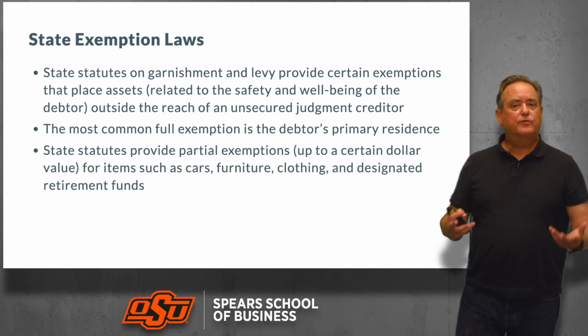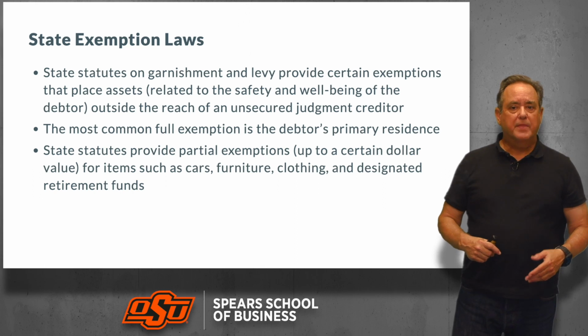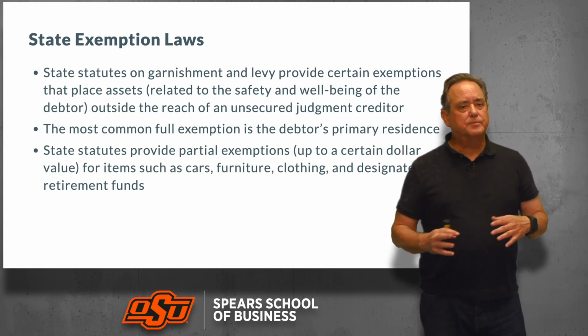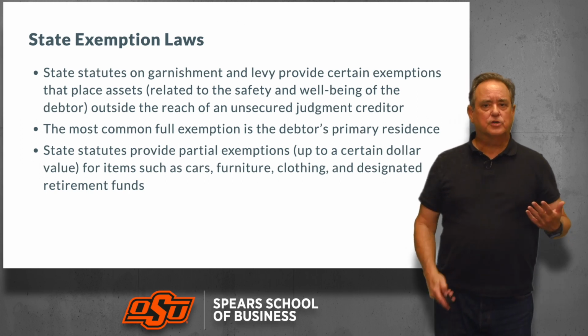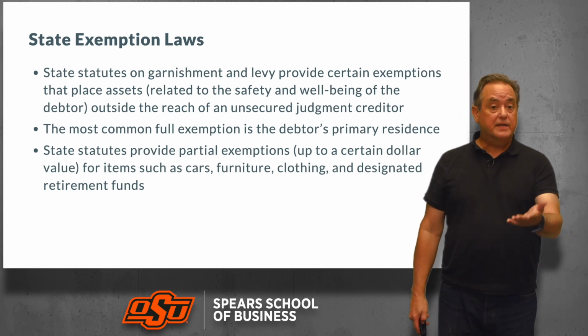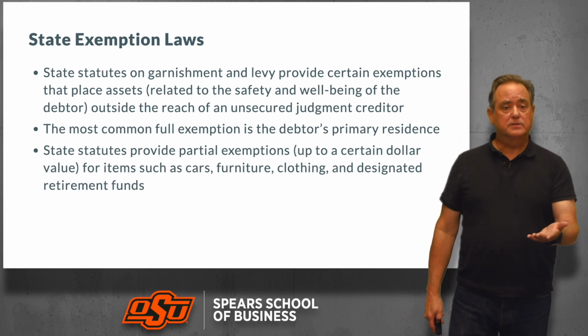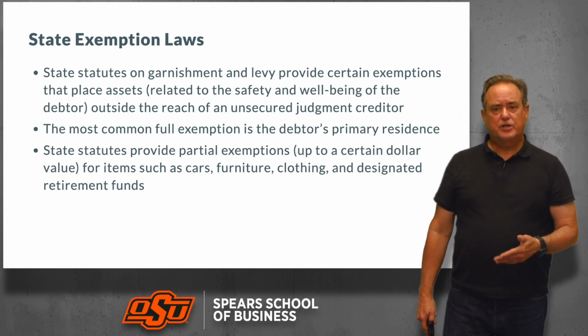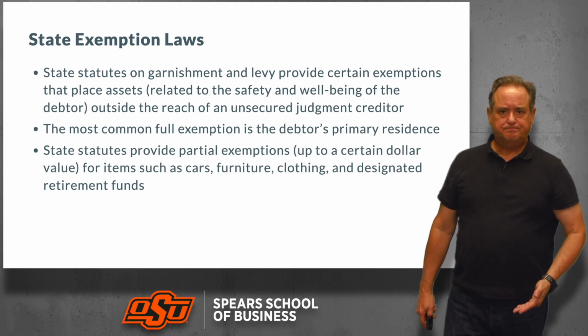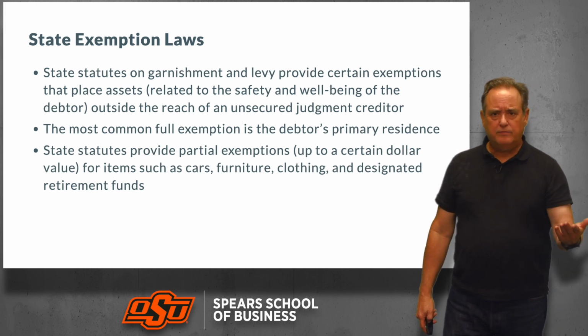We mentioned the homestead. This is the most common full exemption. There are also partial exemptions up to a certain dollar value for items such as cars or furniture or clothing, and for designated retirement funds. Those are all protected.